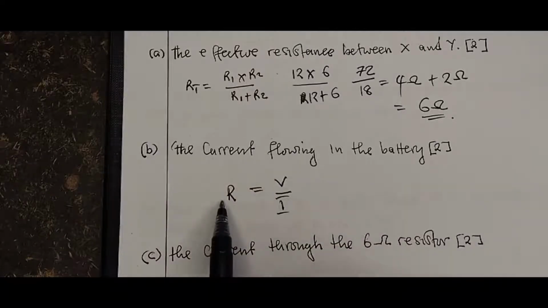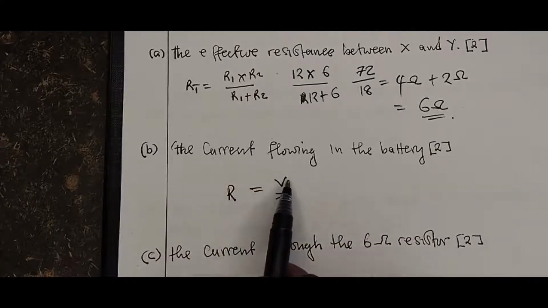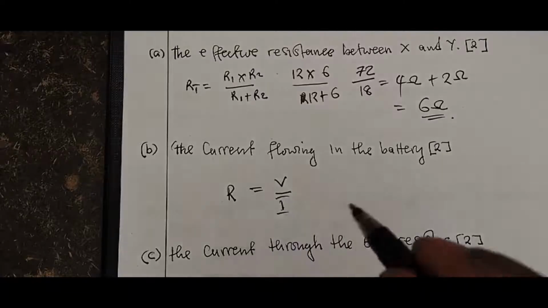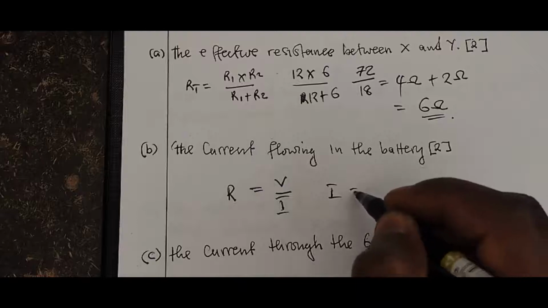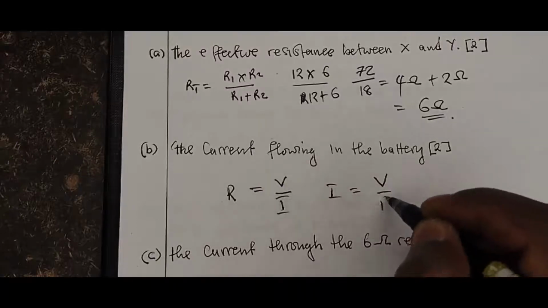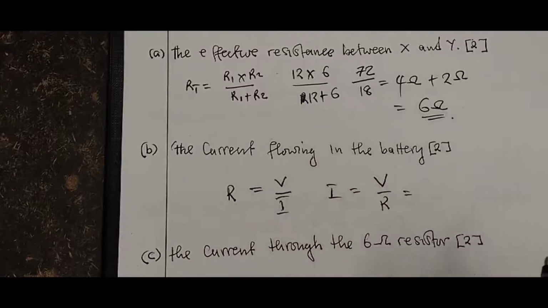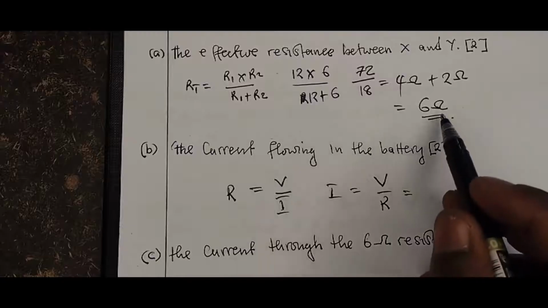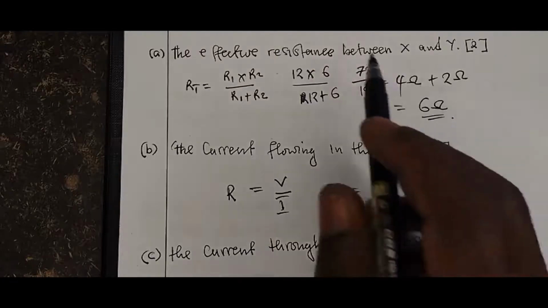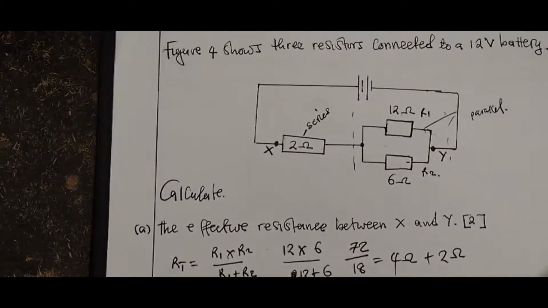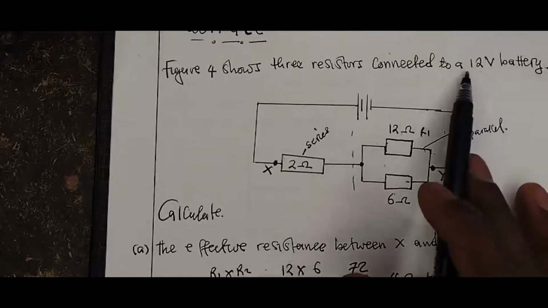Total resistance is equal to total voltage divided by total current. We are finding total current, and therefore the formula will be voltage divided by total resistance. What is our total resistance? We found it to be 6. And what is our total voltage? Our total voltage, in this case of the battery, is 12.